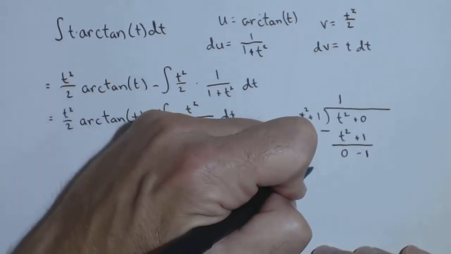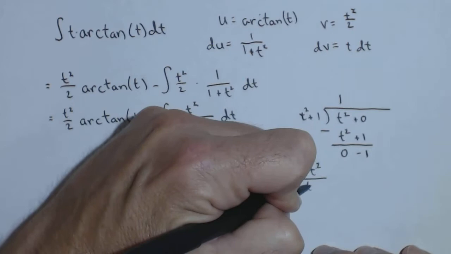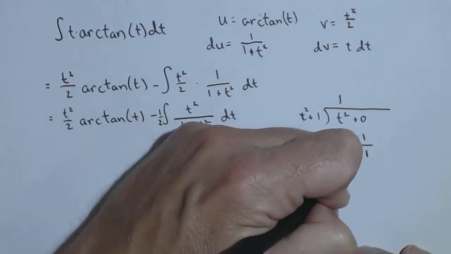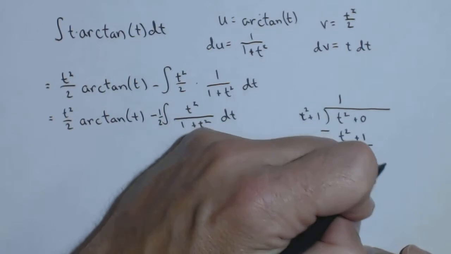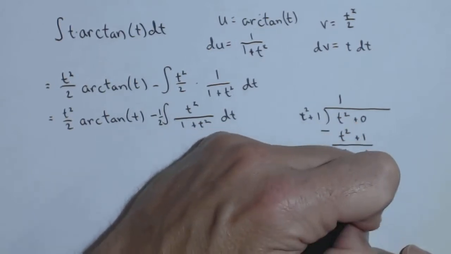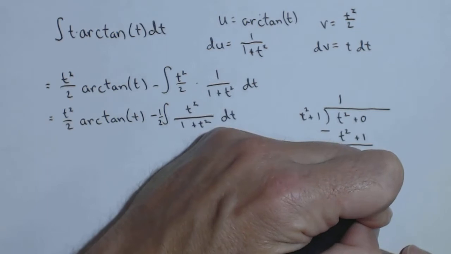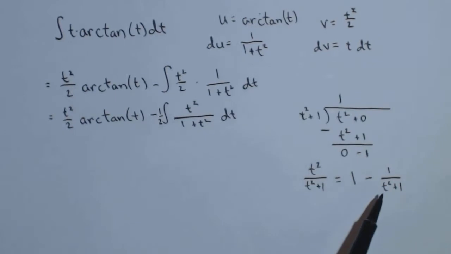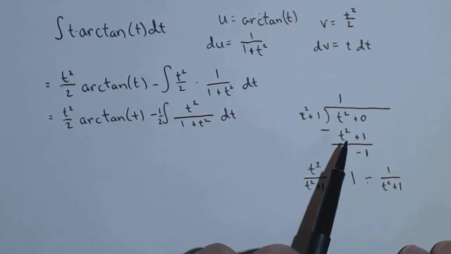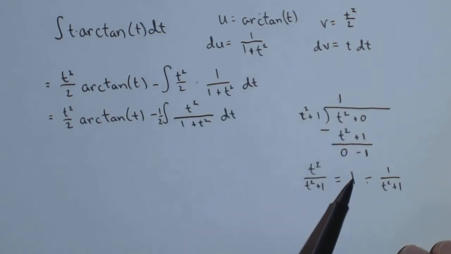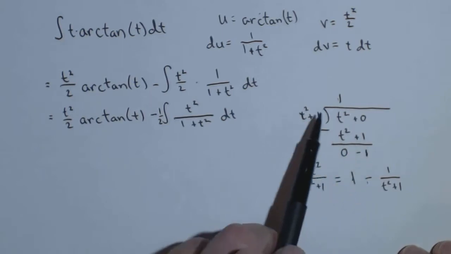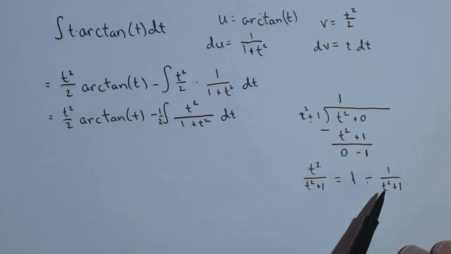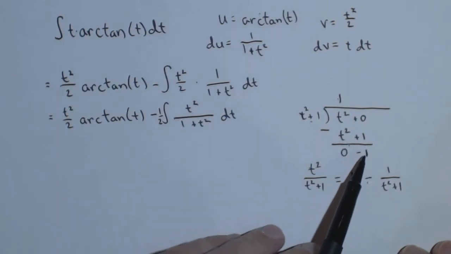And what this tells us is that t squared over t squared plus 1 is equal to 1 minus 1 over t squared plus 1. Now, if you're not convinced of this, find a common denominator and add these back together. But that comes from doing this polynomial division. So we got the 1, that's where this 1 came from. And then our remainder theorem says we take the remainder over the divisor, and that makes them equal. It's just like doing a mixed fraction.